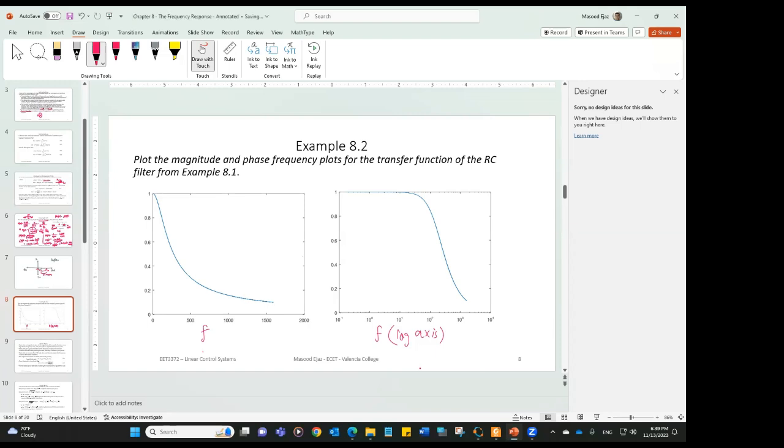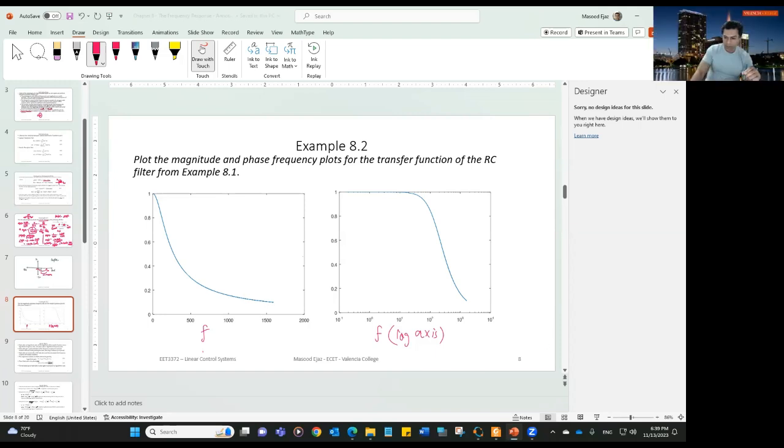Yes. Can you show again that function? Semilogx. Semilogx, okay.